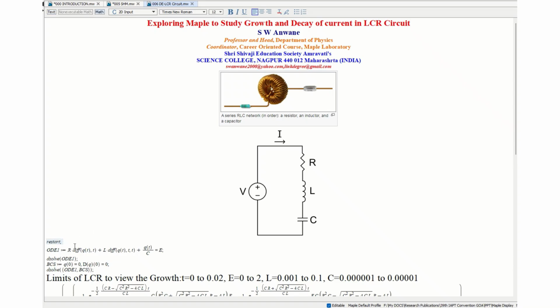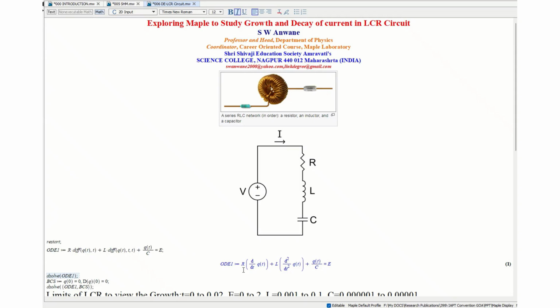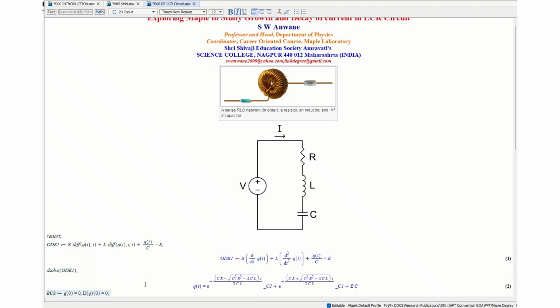So here I am exploring the commands. Restart. The differential equation is R into I, that is I is dq by dt, plus L into dI by dt, which is actually d2q by dt square, the potential difference across the inductor, and the potential difference across the capacitor is q by C, that is equal to the total potential applied. So this ordinary differential equation of second order can be solved like this.